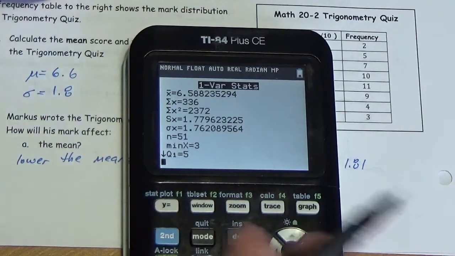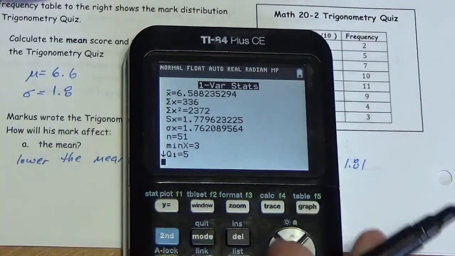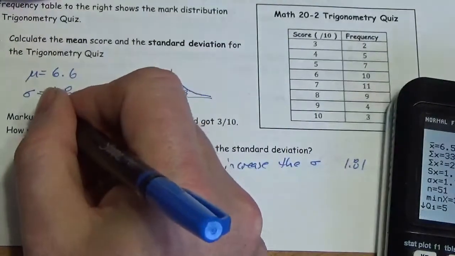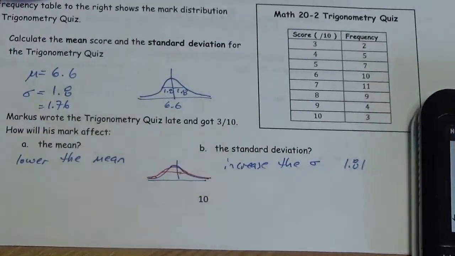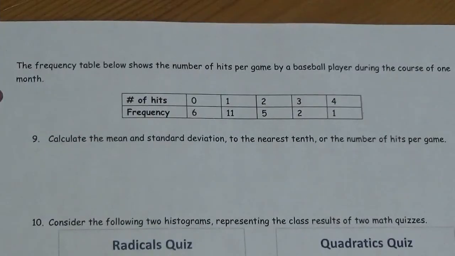Okay, yeah, there we go. So this was 1.76. Would have been better if I had written it like that, 1.76, and this did go up to 1.81, so it did increase. Okay, let's take a look at this next question.